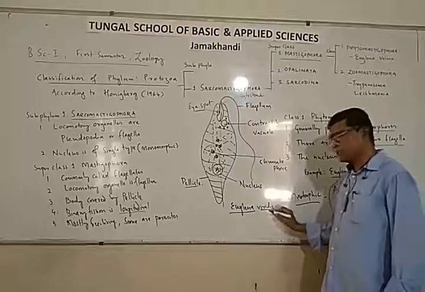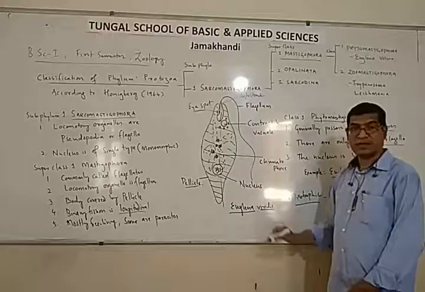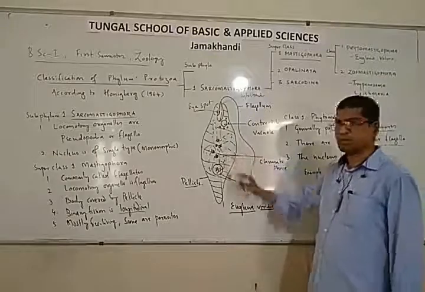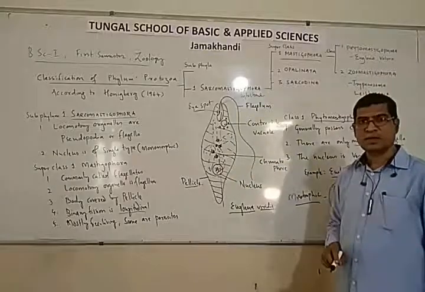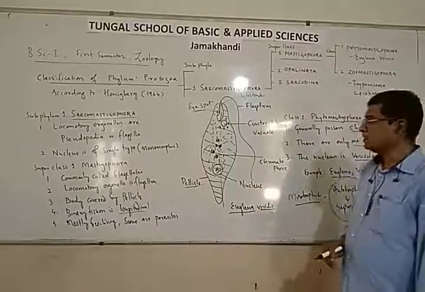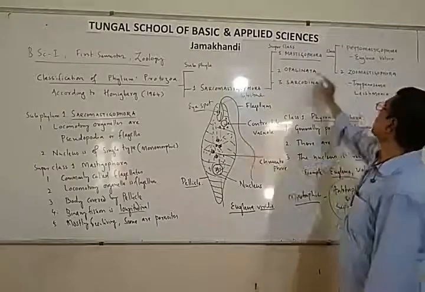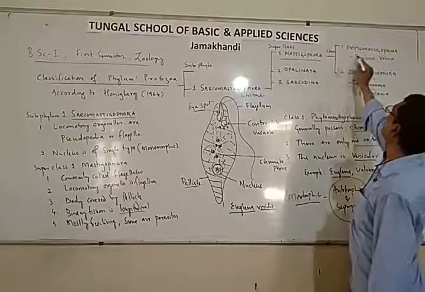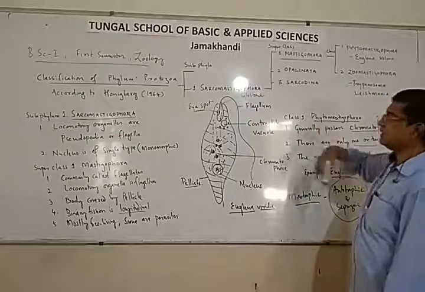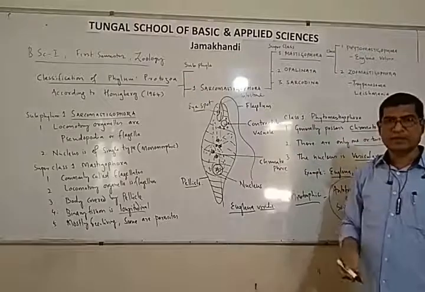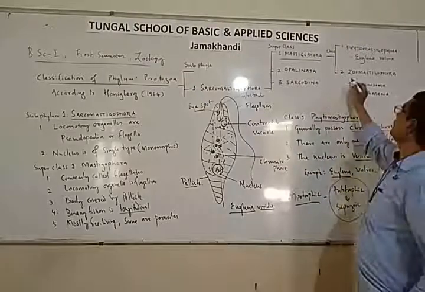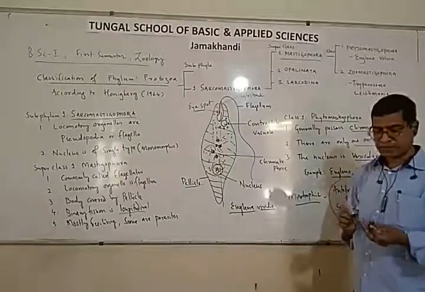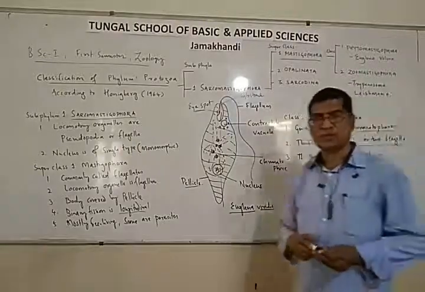In Latin, viridis means green color. It is green in color. Why is it green? It has chromatophores, therefore it is green in color. With this, we have completed the classification of protozoa up to class Phytomastigophora. In the next class, we will study the next class, Zoomastigophora, and the remaining part of the classification.